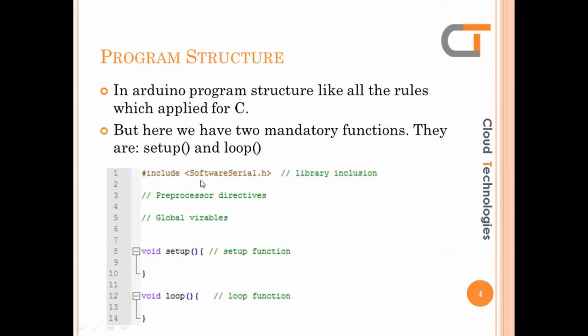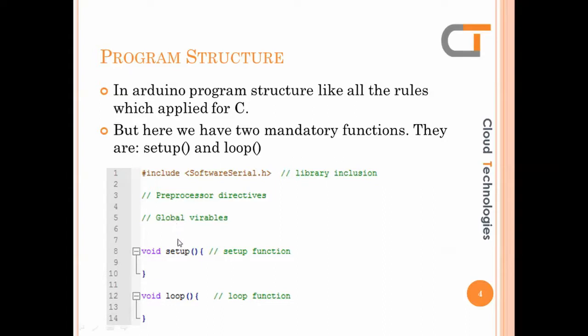So #include SoftwareSerial.h. SoftwareSerial.h is a predefined library in Arduino IDE. So here we have library inclusion. We can include user defined libraries also by using #include. Next we will declare the preprocessor directives like macros. After that we can define any global variables.